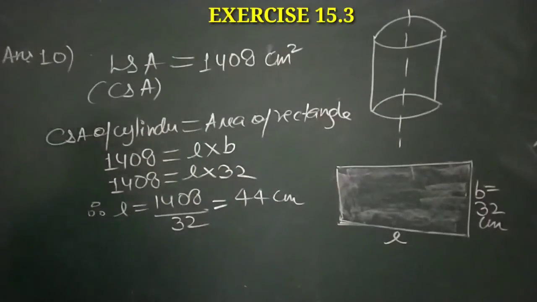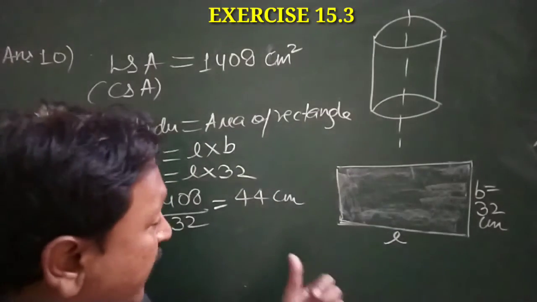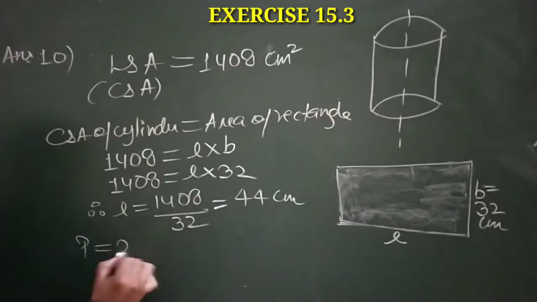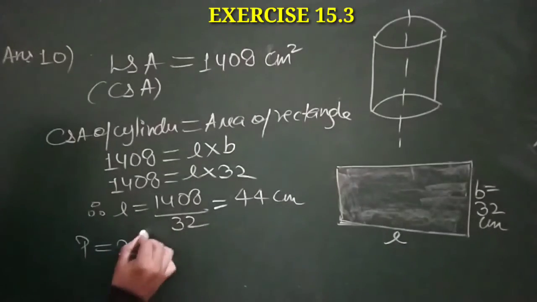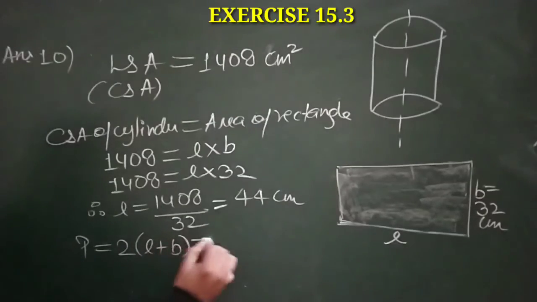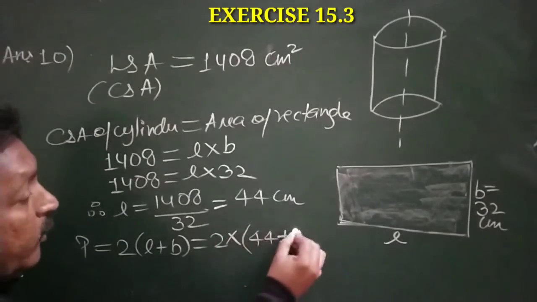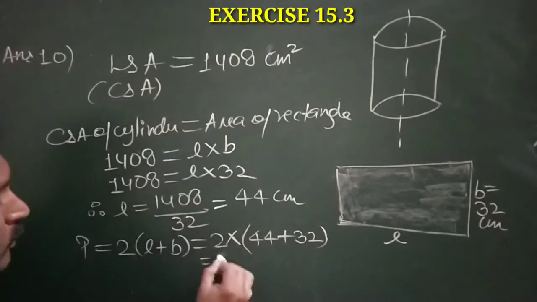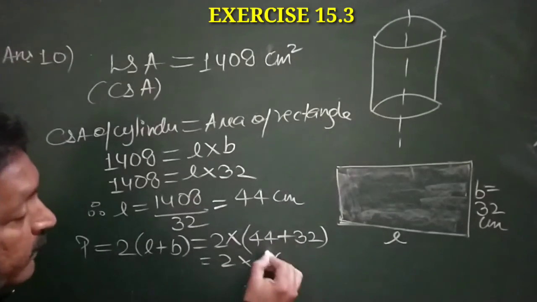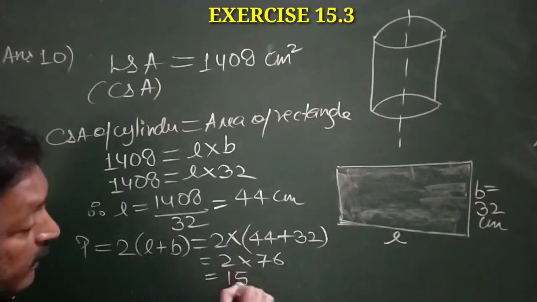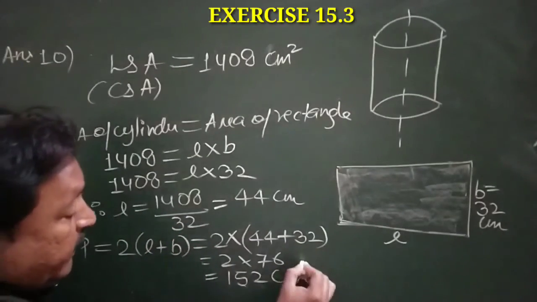One more thing, it is asked in the question that we have to find the perimeter of this sheet. So the perimeter of a rectangle is 2 into (L plus B), means 2 into (44 plus 32). 4 plus 2 is 6, 4 plus 3 is 7. Just multiply it and you will get the answer 152 centimeter.